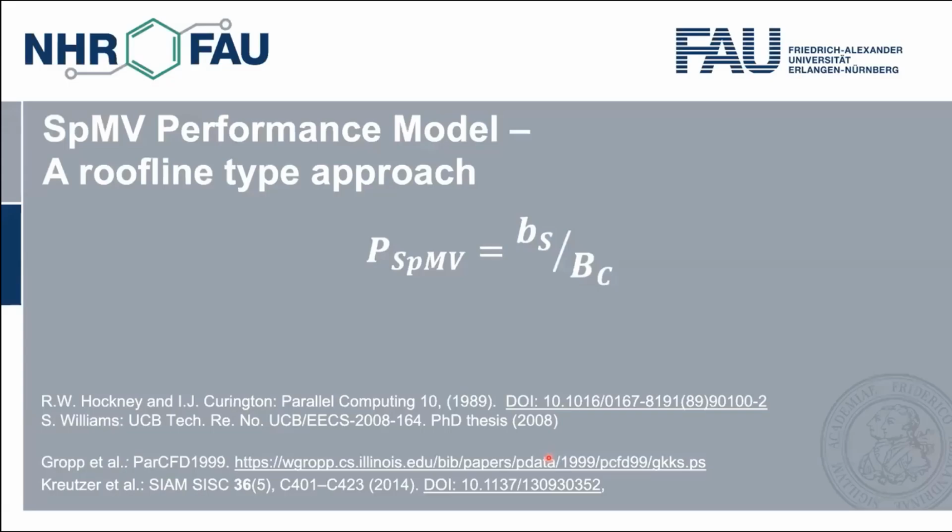So for these kind of large matrices, we can estimate the performance using a simple roofline type approach. And then the performance is given by saturated bandwidth divided by code balance. And saturated bandwidth is something that is dependent on the hardware and can be measured, for example, using benchmarks like STREAM. On the other hand, the code balance is dependent on the application, and here our kernel is sparse matrix vector. So let's see how we can compute the code balance.